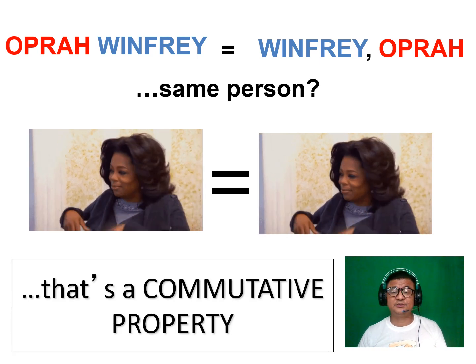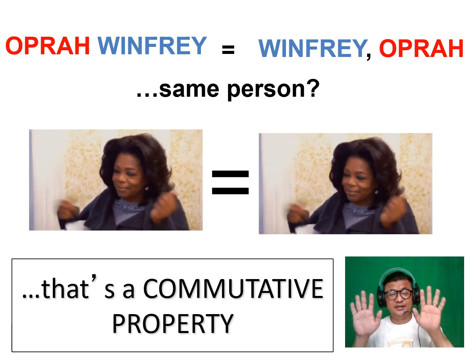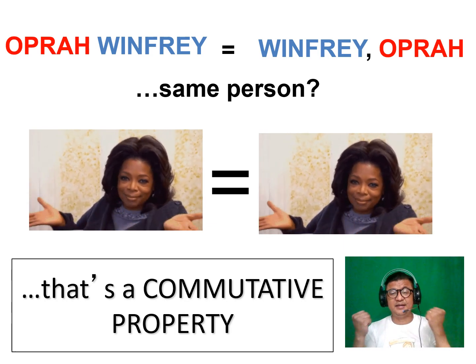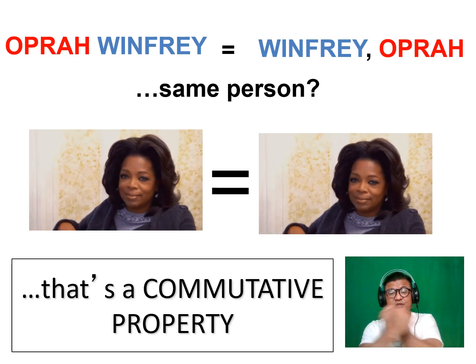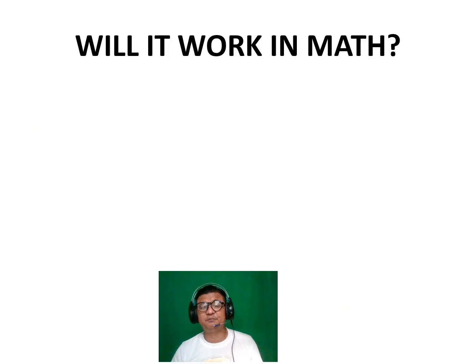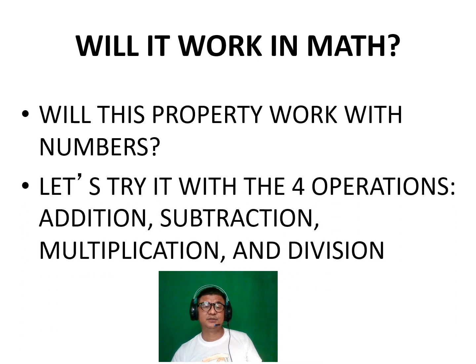So in that case, when you switch the left and the right and the right and the left, you call that commutative property. Look at my hands. That's commutative property. Now, we want to check if commutative property works in math. Okay? Will this property work with numbers? We will try it out with the four operations.